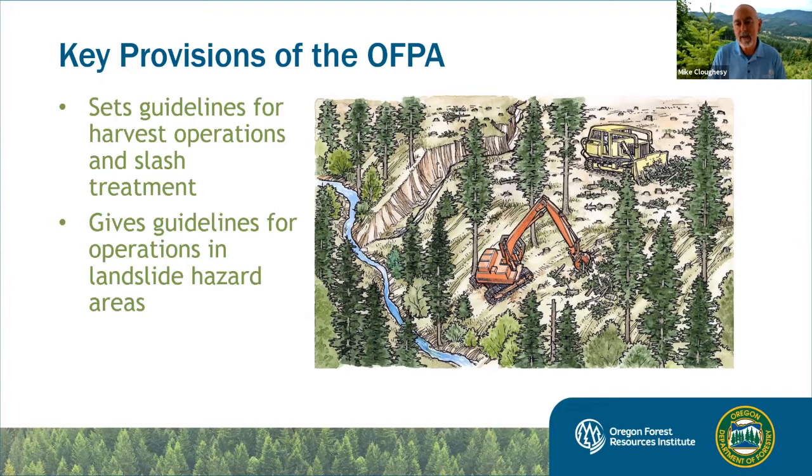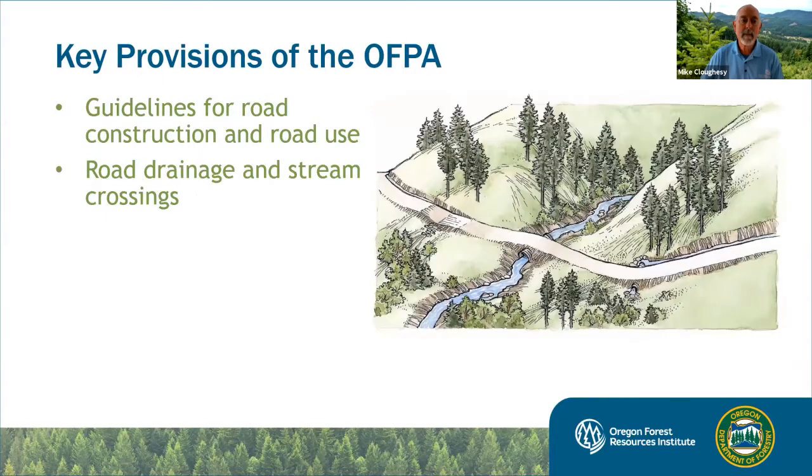You also need to deal with slash, and that's what the excavator and the CAT are both doing, is dealing with slash. And then it also gives guidelines for operating in high landslide areas, another key provision. It kind of says where you may not be able to operate in certain areas, and if you do operate in those areas, what special practices you need to follow. Big provisions in there on road construction. There's a whole chapter in the books on road construction.